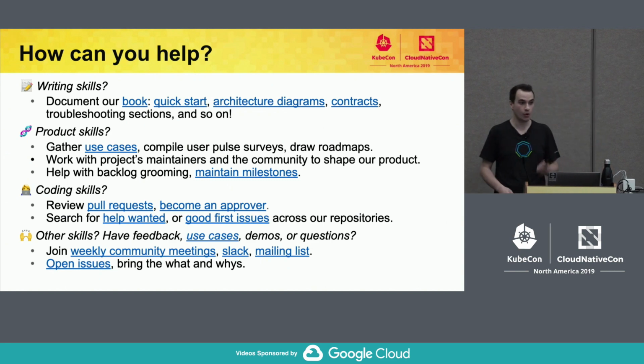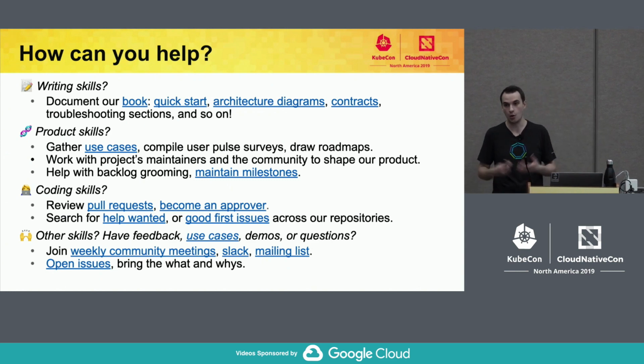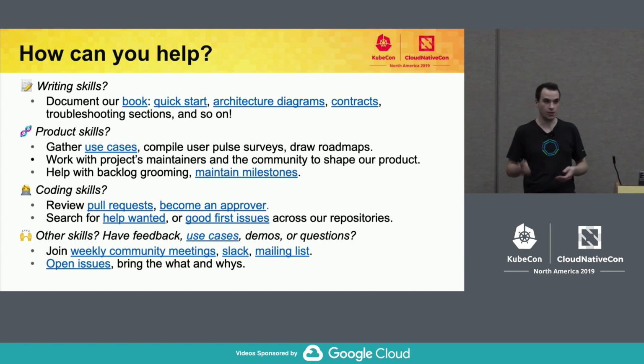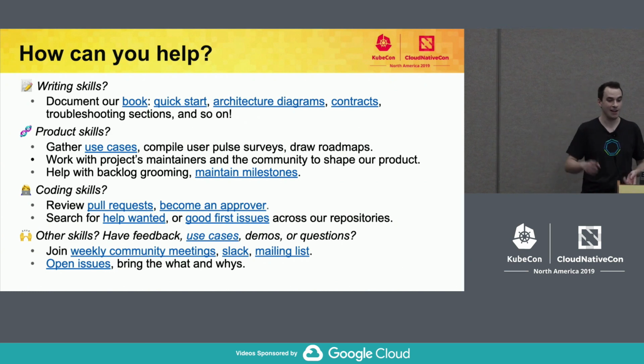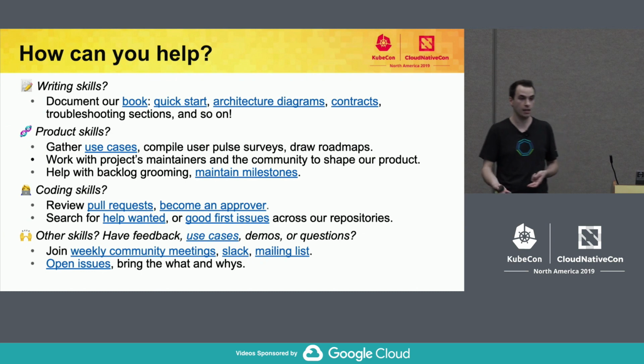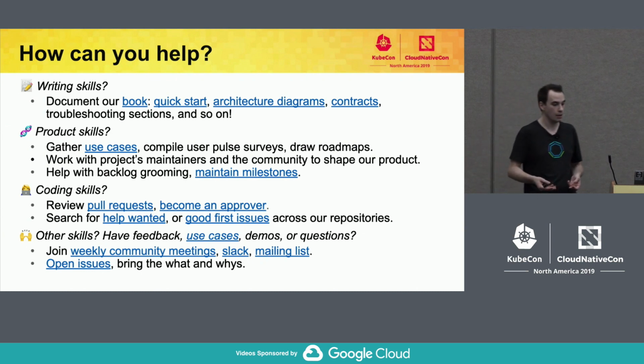If you find problems in our documentation, let us know, open an issue, and we'll try to tackle that as well. If you have product skills, we need a lot more use cases. We need good feedback, great feedback. We need to compile user surveys on how people are using Kubernetes today so that we can build a great product. And we need to draw a roadmap.